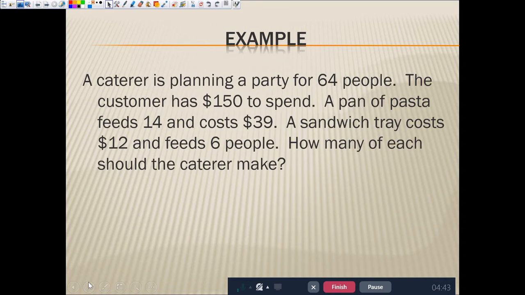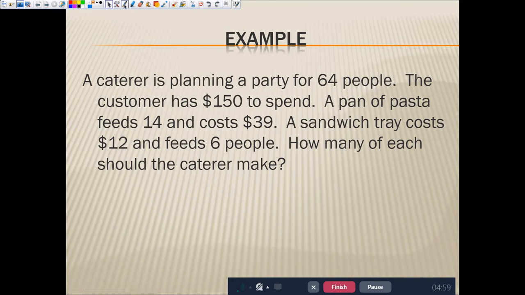Alright, a caterer is planning a party for 64 people. The customer has $150 to spend. A pan of pasta feeds 14 and costs $39. A sandwich tray costs $12 and feeds 6 people. How many of each should the caterer make?